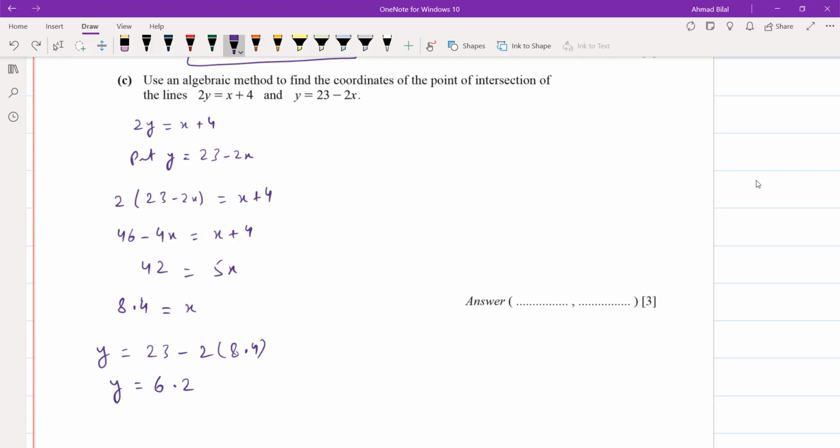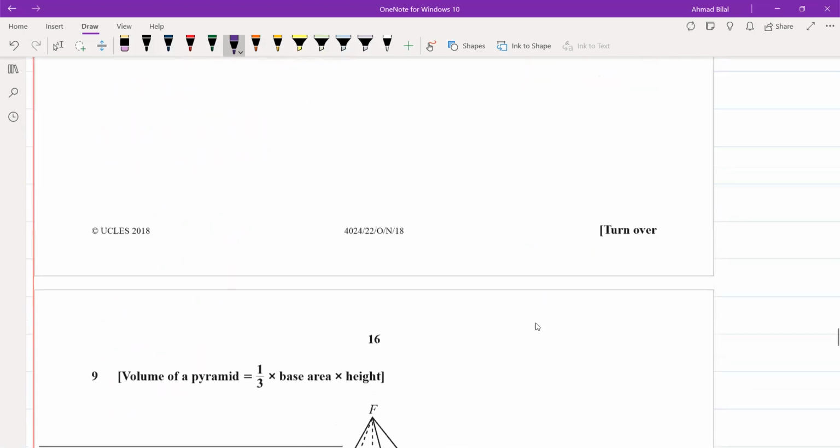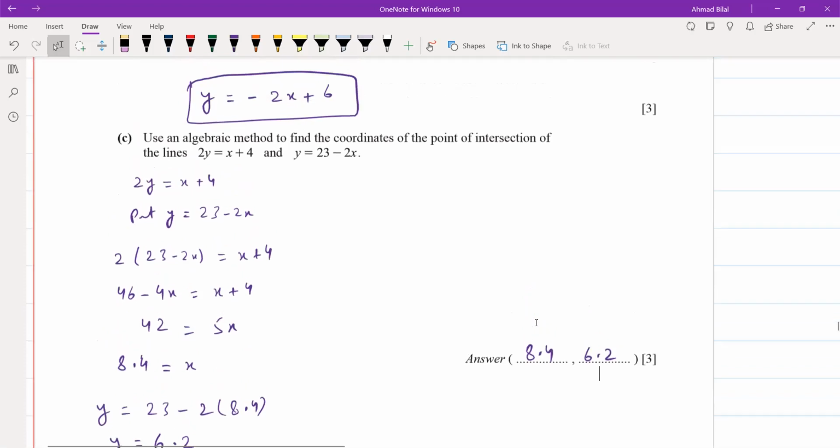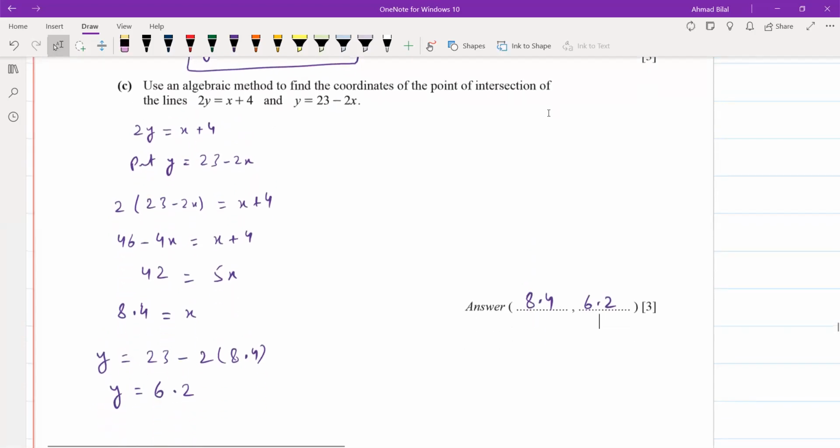You say the point of intersection, the point where those two lines intersect, is this point that we have found by solving those two equations simultaneously. So that point of intersection is basically 8.4 and 6.2. इस point को intersect करते हैं एक दूसरे को. Is this okay? Any problems with this? With any part of this question? Is this fine? Any questions on this?